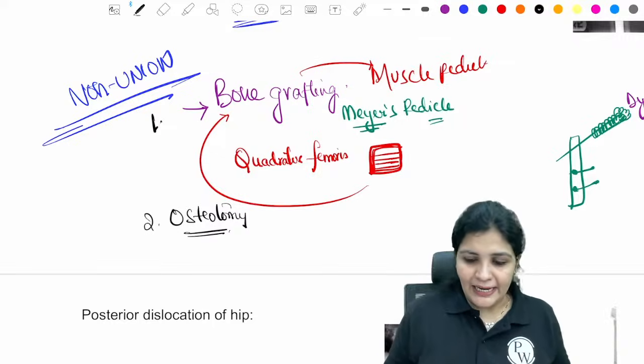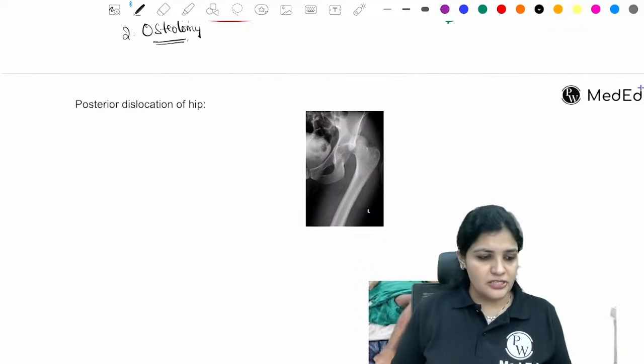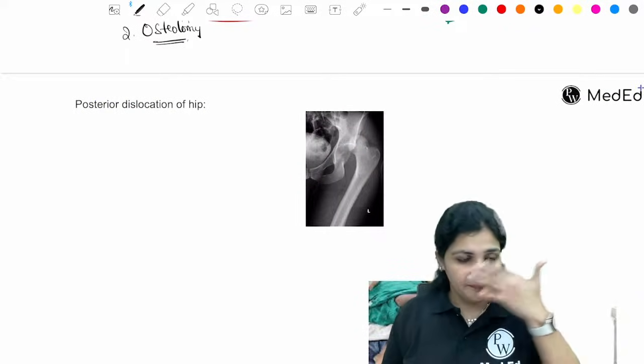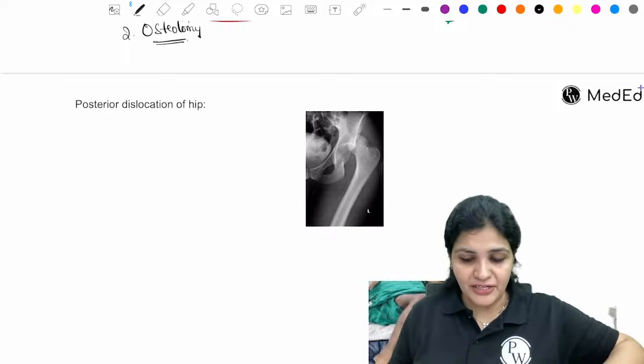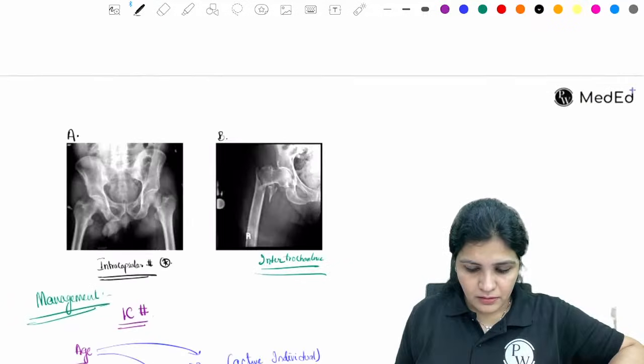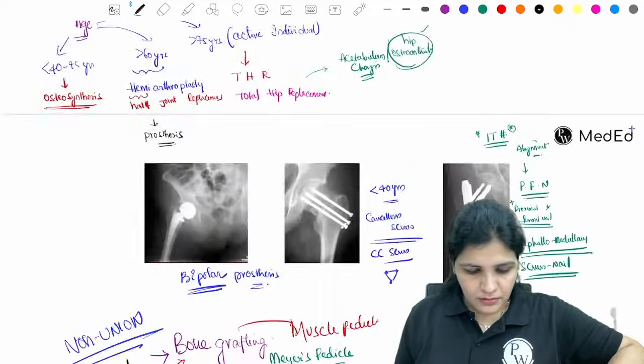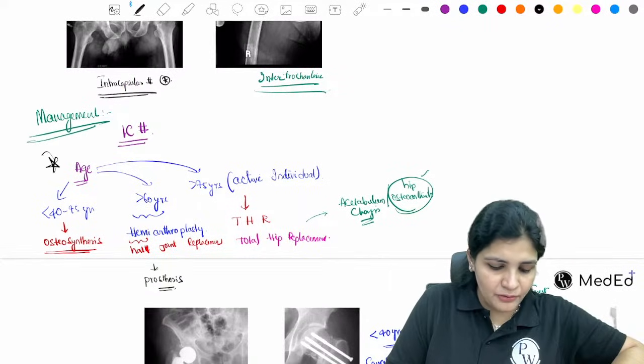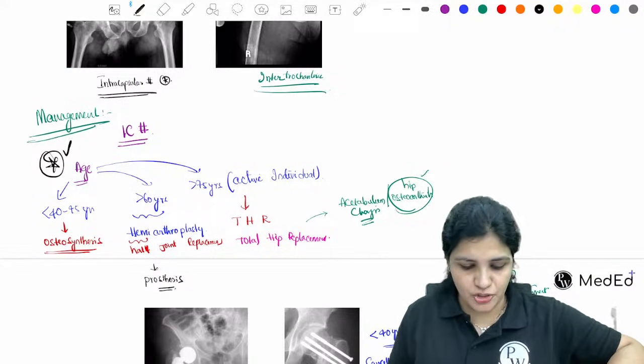The second topic is the posterior dislocation. Any doubts? Any doubts in IC and IT fractures? The important part here is the treatment, which depends upon the age group.